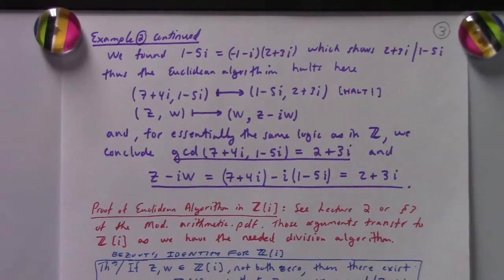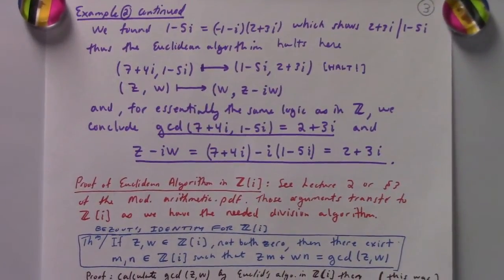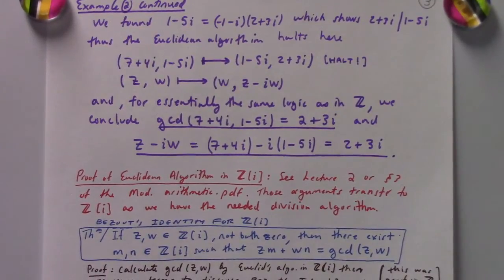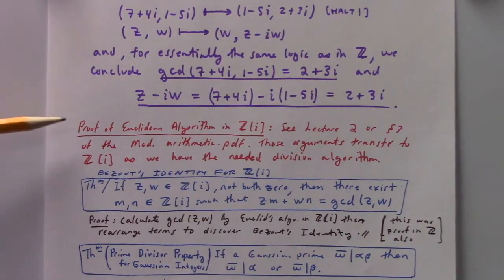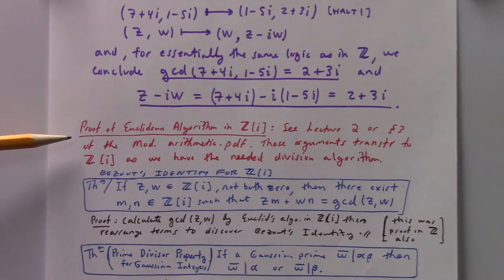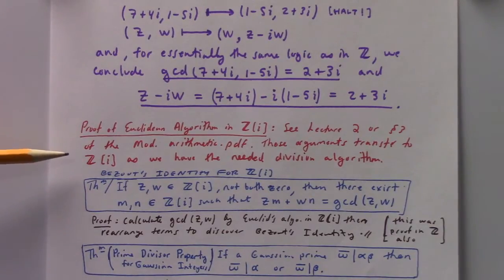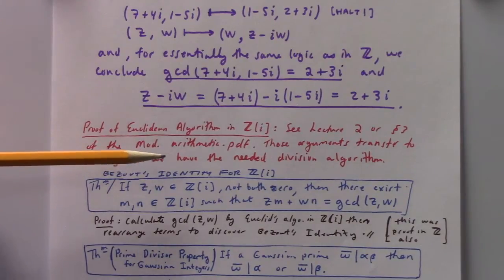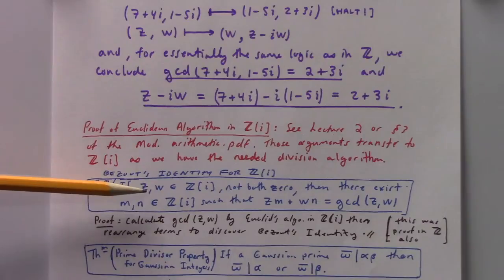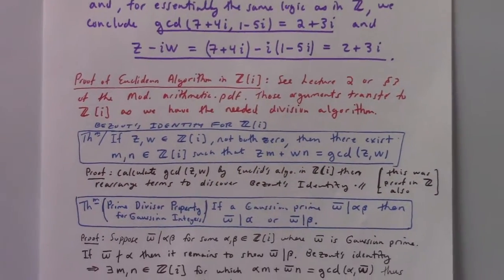Then, basically retracing the steps of how we got to those lovely theorems about the prime divisor property and unique prime factorization, I'm going to very quickly trace back through the logic. First of all, the proof of the Euclidean algorithm in the Gaussian integers would be much the same as the proof in the integers. Essentially, it amounts to being able to use the division algorithm. If you look at the arguments we gave back in lecture 2, or section 3 of my modular arithmetic PDF, those arguments almost straightforwardly transfer over to the Gaussian integers. I'm not going to get into all that. Let's talk a little bit about Bezout's identity, though. If you have z and w in the Gaussian integers, not both zero, then there exist m and n in the Gaussian integers such that zm plus wn is equal to the greatest common divisor of z and w.